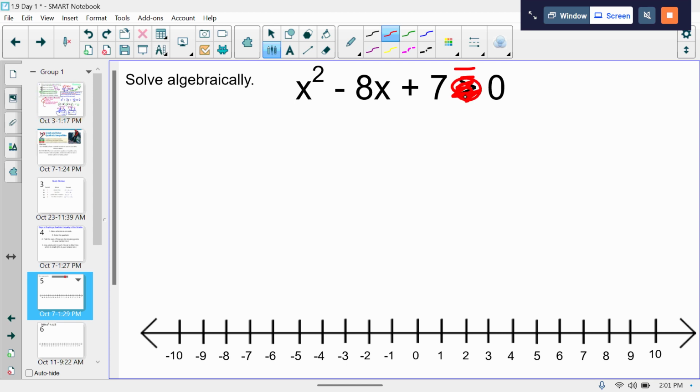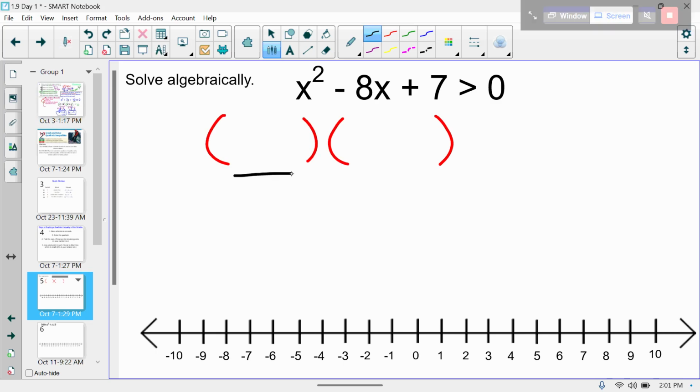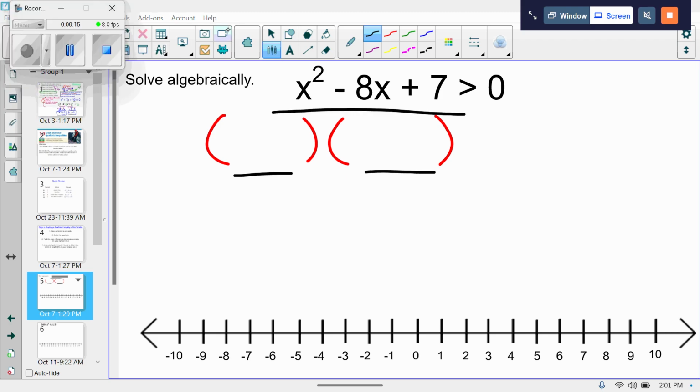So how can we solve it? We're going to maybe try to factor it first, okay? So stop and think for a second about, is there something I can FOIL out that would give me this back again? I'm going to let you think about that.